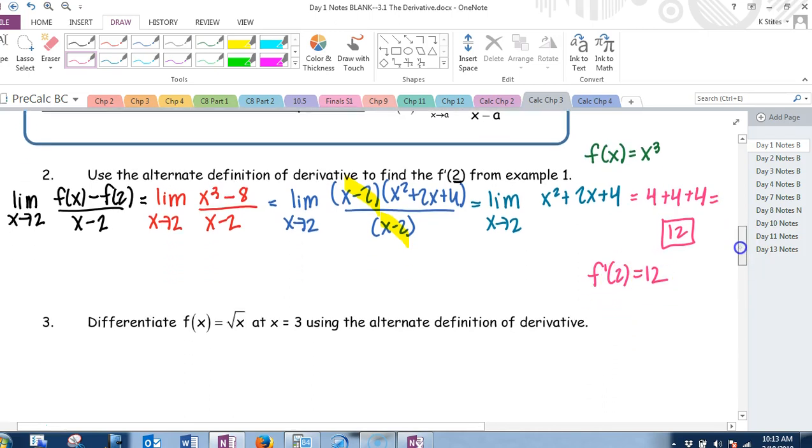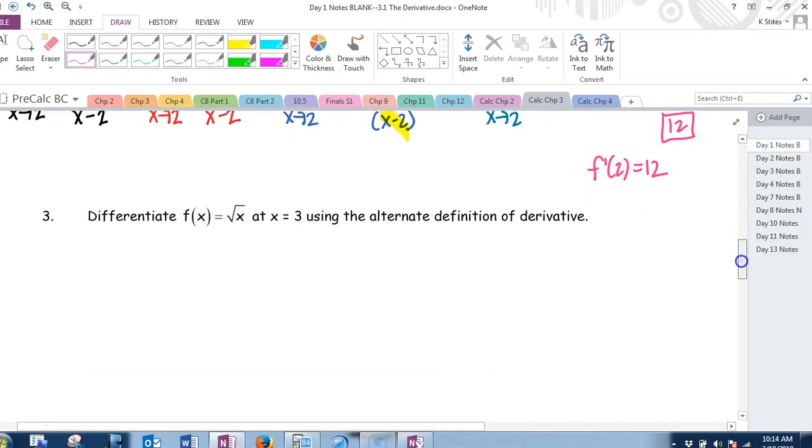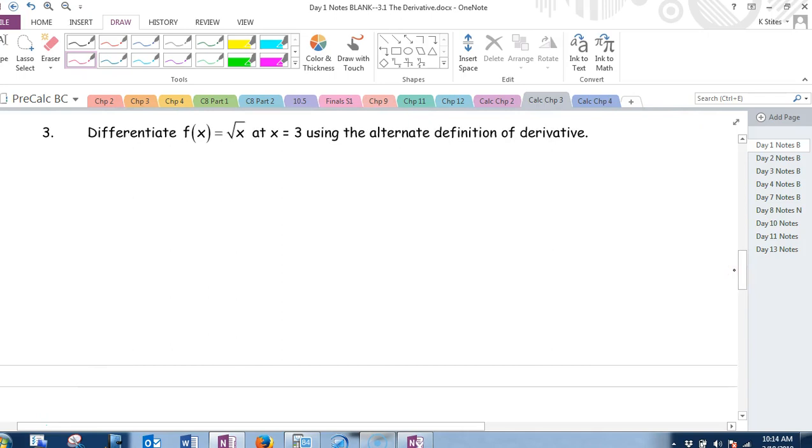All right, so you may have noticed that seemed a lot faster and a lot easier. It's not always going to be easier. It really depends on the problem. So if you start the problem and you're like, oh, this is taking forever, maybe try it the other way. This one is an example where the alternate definition might seem a little more complicated because of your function.